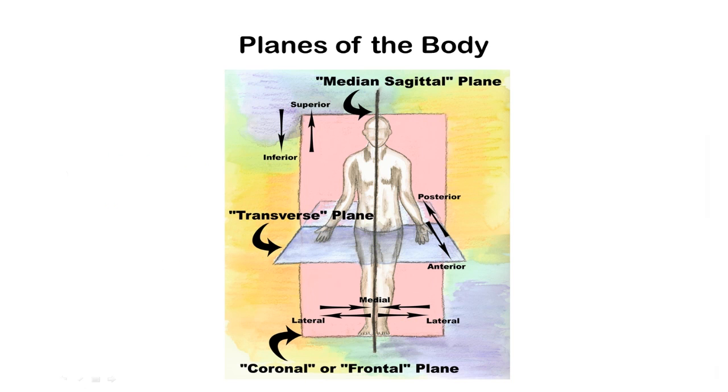Next, here we have the planes of the body, and we can see that we have the medial or sagittal plane dividing left to right. We have the transverse plane dividing upper from bottom, top to bottom, and then we have the coronal or frontal plane, which will be front to back. So, planes of the body: the coronal section, front to back.